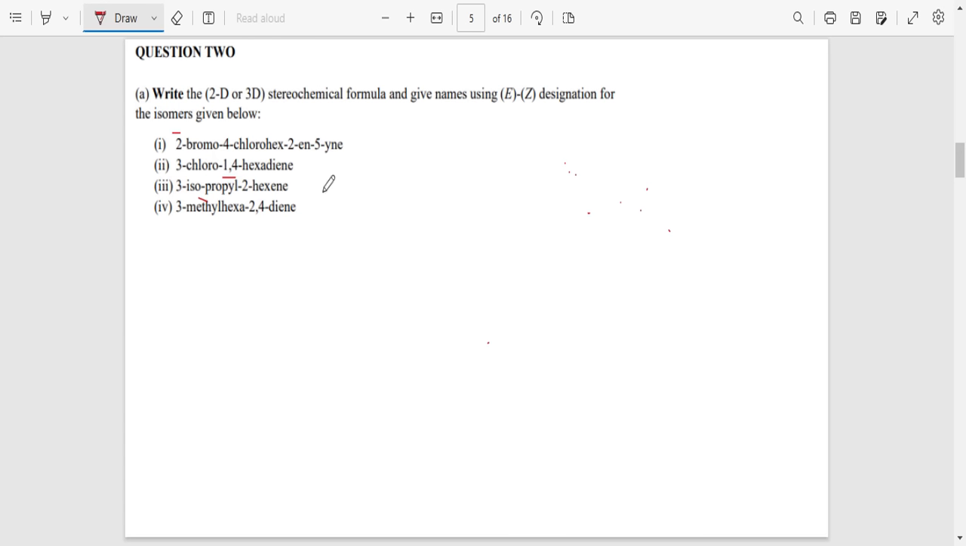3-methylhexa-2,4-diene. This is also hexa: 1, 2, 3, 4, 5, 6. At position number 3, we have got a methyl. So here we have got a methyl. Hexa-2,4: at position number 2, we have got a double bond, and at 4, we have got a double bond. Okay. So I can write this as 1. I'll put it like this. Let me have the methyl down here, and then the group is going to continue 4. I'll put it like that.